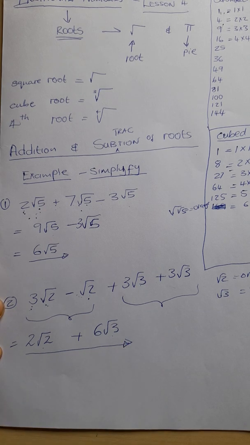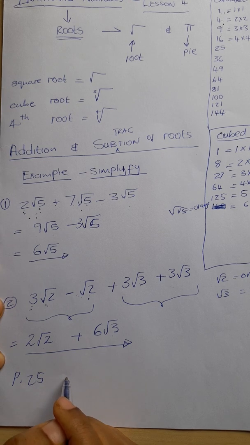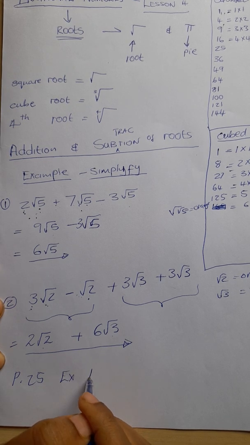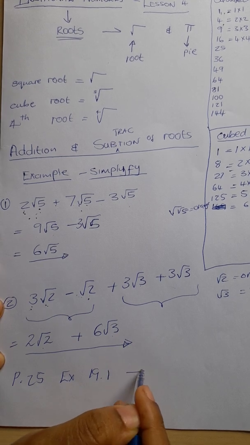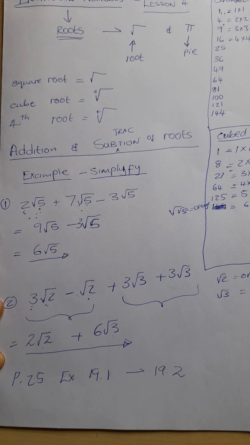So that is it on the addition and subtraction of the roots. Now you're going to go to your textbook, page 25. You look at number 19.1 to 19.4. Let me write that. That is page 25. Exercise 19.1 to 19.2. You do those exercises.